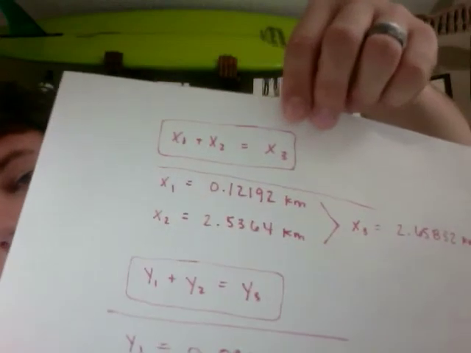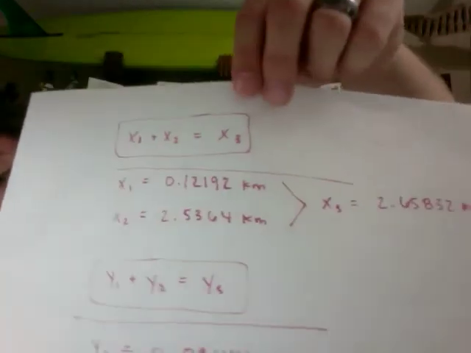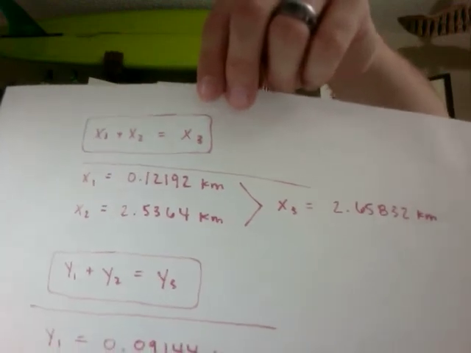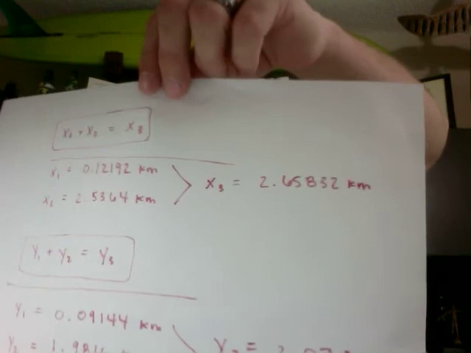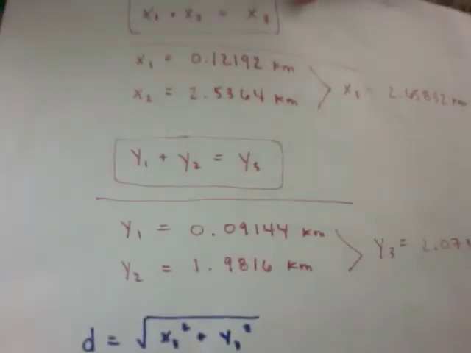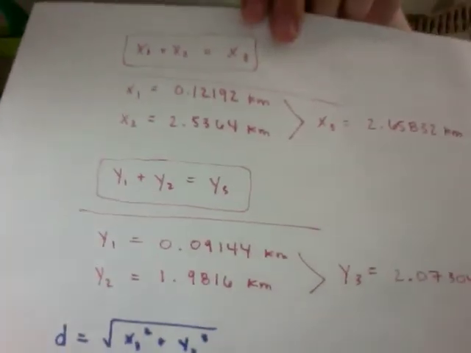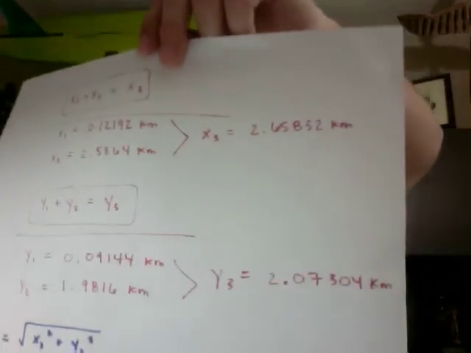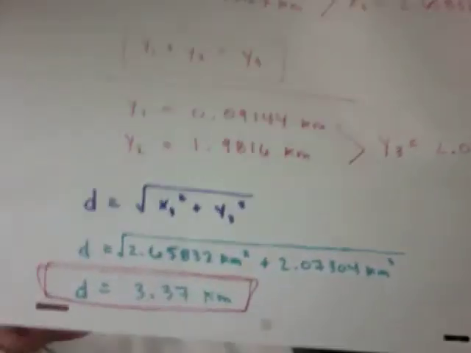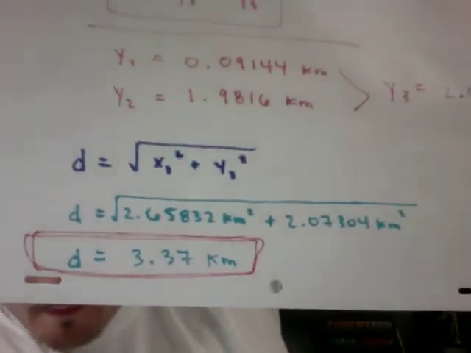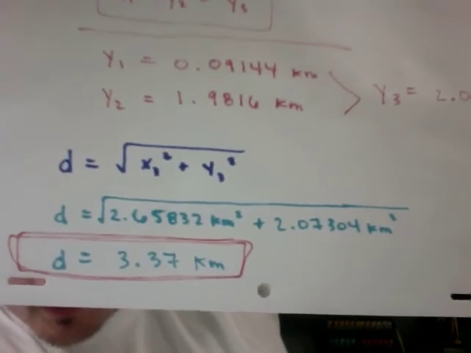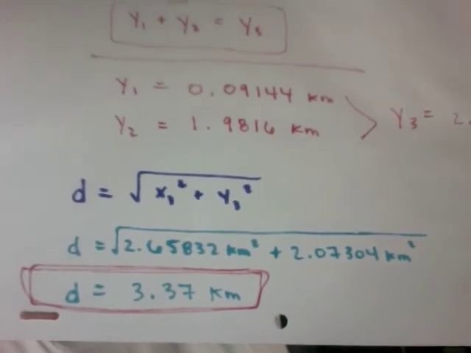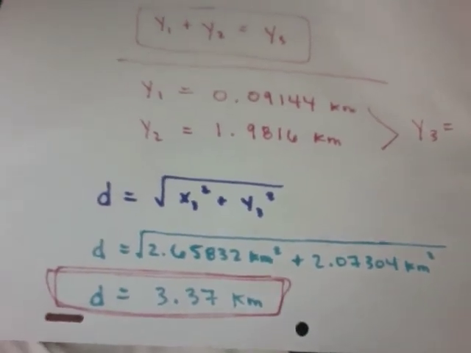What I did next is just denote further x1 plus x2 equals x3. Those are the conversions. x1, which is 0.12 kilometers, plus 2.53 kilometers gives you an x3 distance of 2.65 kilometers. And y1 plus y2 is equal to y3, so 0.09 kilometers plus 1.98 kilometers equals y3 at 2.07 kilometers. You plug it into the distance formula. x3 squared plus y3 squared gives you a distance of 3.37 kilometers once you take the square root.